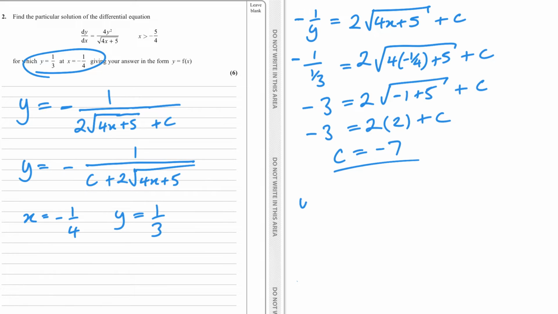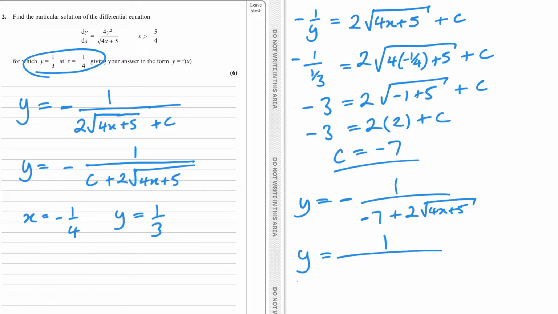Now, substituting back into my original, I've got this -7 plus 2 root 4x plus 5 on the bottom. Alternatively, this could now be written as 1 over 7 minus 2 root 4x plus 5.